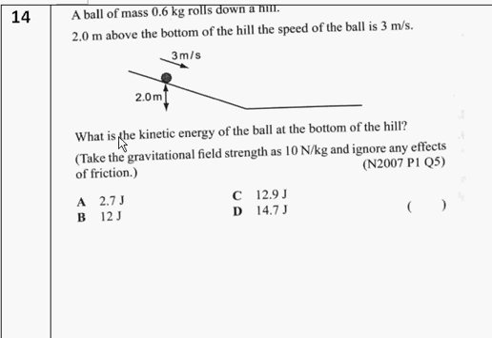We go about to solve question 14. Okay, in this case, there's a mass of 0.6 kg rolling down the hill. So it's talking about this object. It has a mass of 0.6 kg, and it's when it's 2 meters above the bottom of the hill. So it's talking about this height.